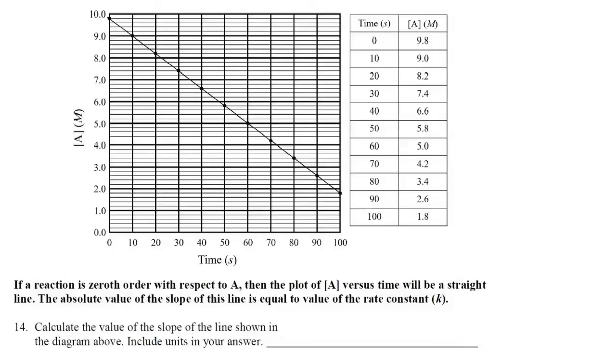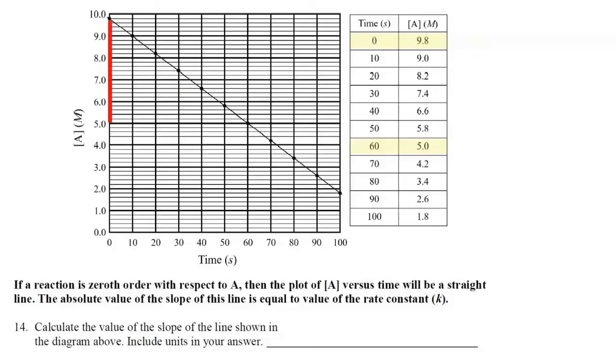So we have concentration on the y-axis, time on the x-axis. If a reaction is zeroth order with respect to A, then the plot of concentration of A versus time will be a straight line. And the absolute value of the slope of this line is equal to the value of the rate constant K. So all we have to do here is calculate the value of the slope of the line. We're not doing natural log, we're not doing reciprocal. So I'll pick 2 points at 0 seconds and 60 seconds. I'll calculate the slope by doing the change in y divided by the change in x.